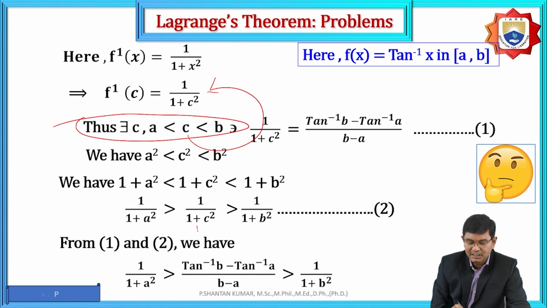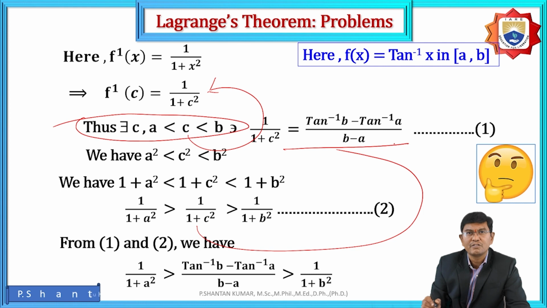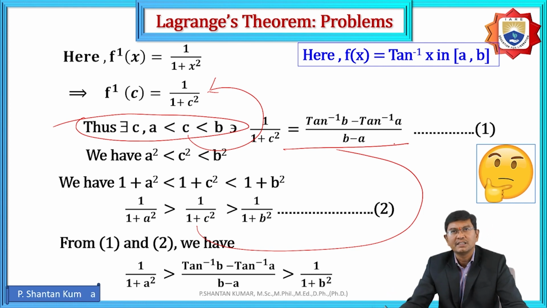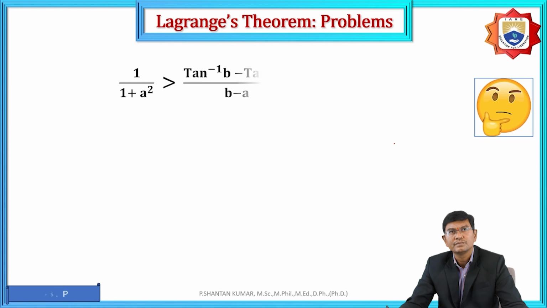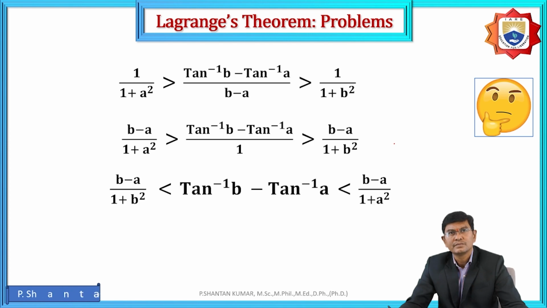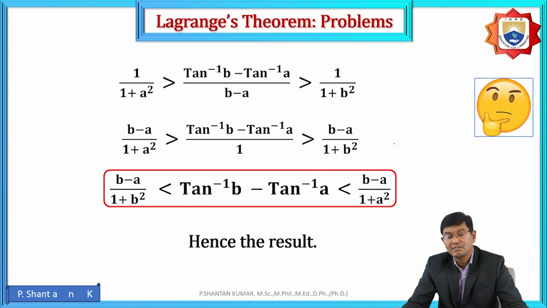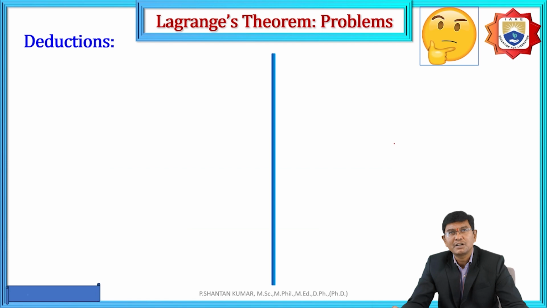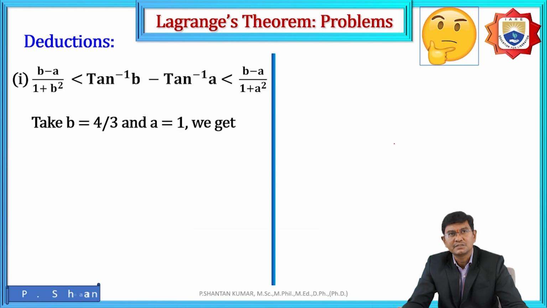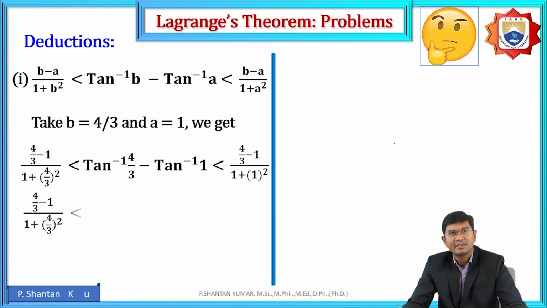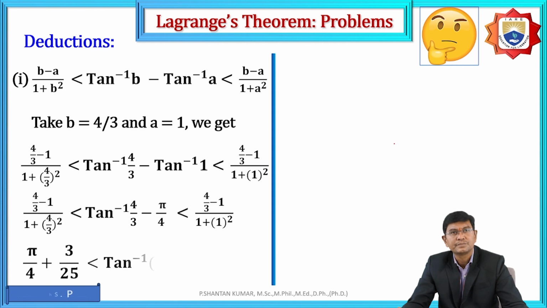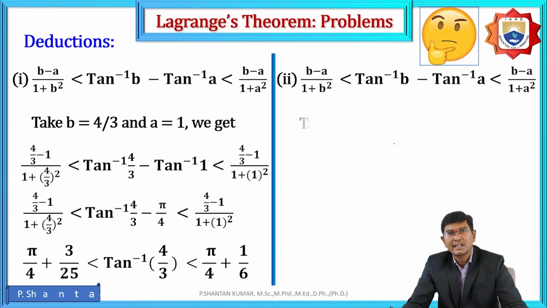Here 1 by 1 plus c square is nothing but, as you know, the value of tan inverse b minus tan inverse a, divided by b minus a. This is actually the required solution, and based upon this we need to do two verifications. One is the conditions, by replacement of the values. Taking b equal to 4 by 3 and a equal to 1 by 7, and again the other values, b equal to and a equal to 1.